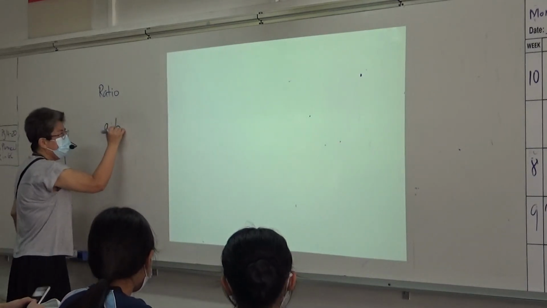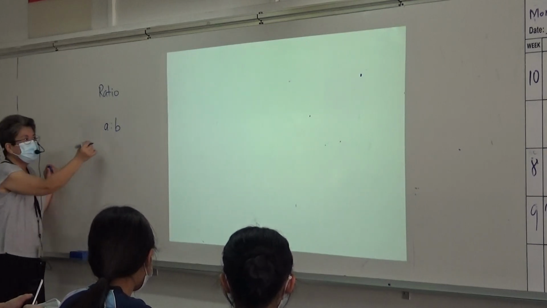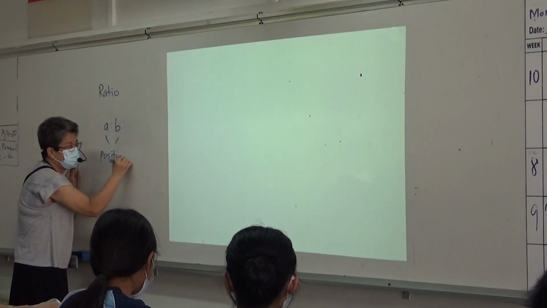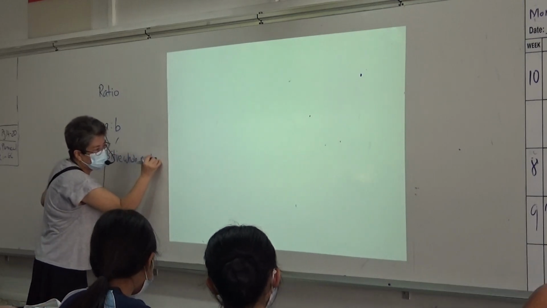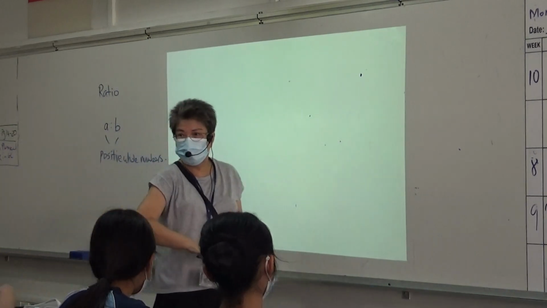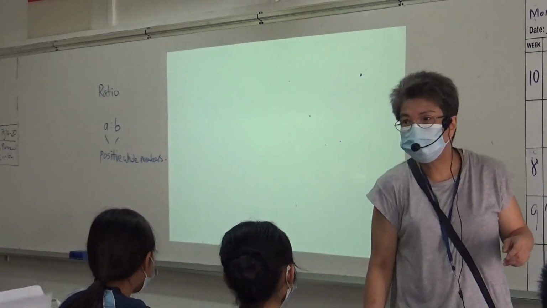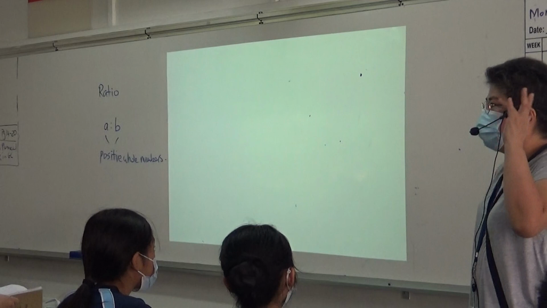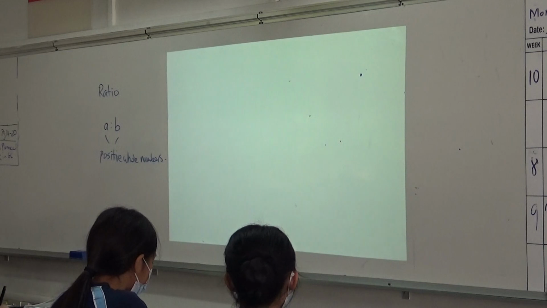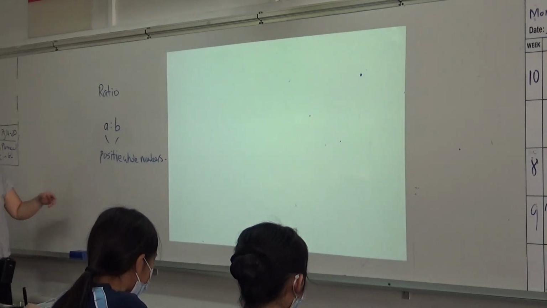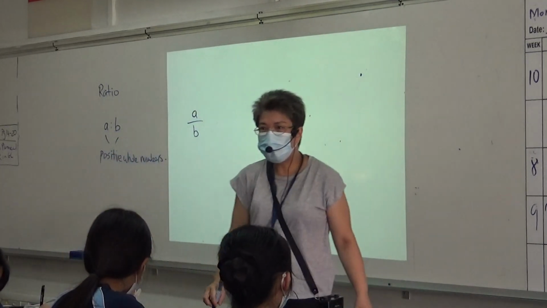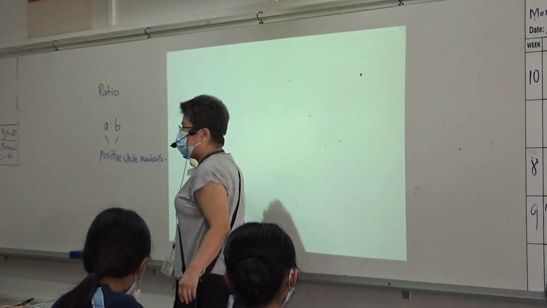Ratio is written as A is to B. These two must be positive whole numbers. It cannot be a fraction, it cannot be a decimal. We have to change it. Do you understand? Something is to something. Now, an equivalent form of ratio is actually A over B. But when we want it in ratio form, we don't write that.